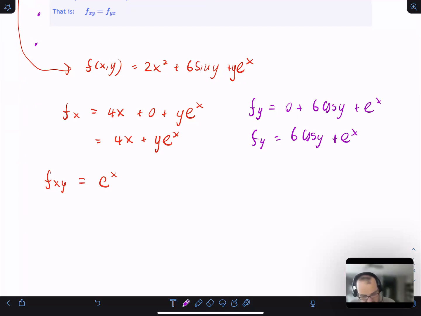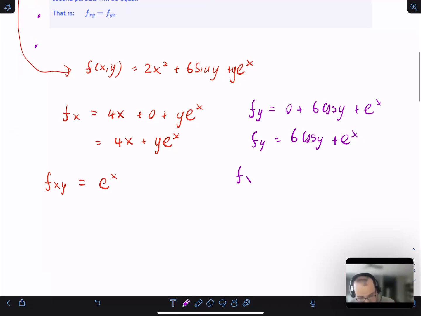And then we can look at its second partial. This is f sub yx. So what happens if we now take this function and attempt to differentiate it with respect to x? Well, with respect to x, 6 cosine y is a constant, so that is 0, and the derivative of e to the x is e to the x. So this is what we get. We would call these our mixed partials.